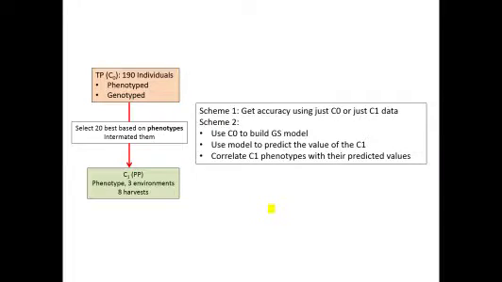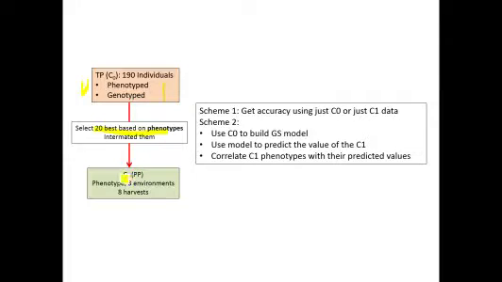Just to show how their assessment scheme 2 worked diagrammatically. Here is their training population. There's C0, as they called it, the 190 individuals, phenotyped and genotyped. And that information is then used to build the genomic selection model. From those 190, they selected 20 that were the best based on phenotypes and intermated them. And this is why I'm calling this scheme 2. They did not do selection based on genomic selection values. They did their selection based on phenotypes.